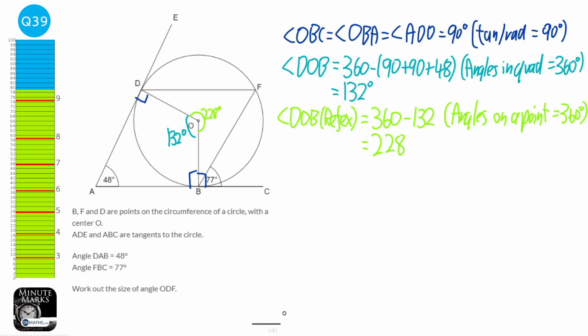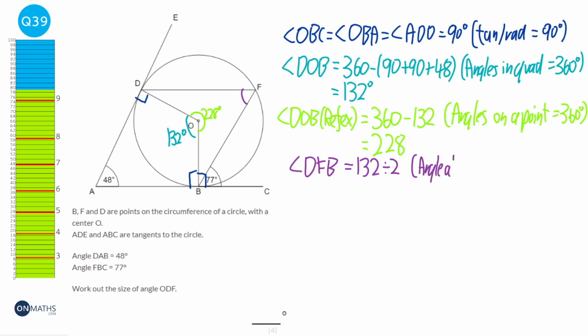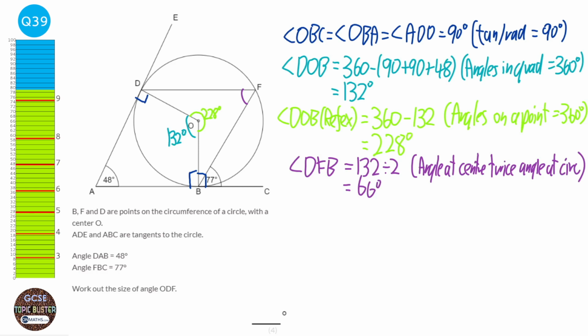Now we can also use the circle theorem to work out this one, because we've got an angle at the centre and an angle at the circumference, and the angle at the centre is twice the angle at the circumference. So angle DFB is going to be 132 divided by 2. Angle at centre twice angle at circumference. Okay, so when we halve that, 132, that's 66 degrees. We should really put degrees on these.